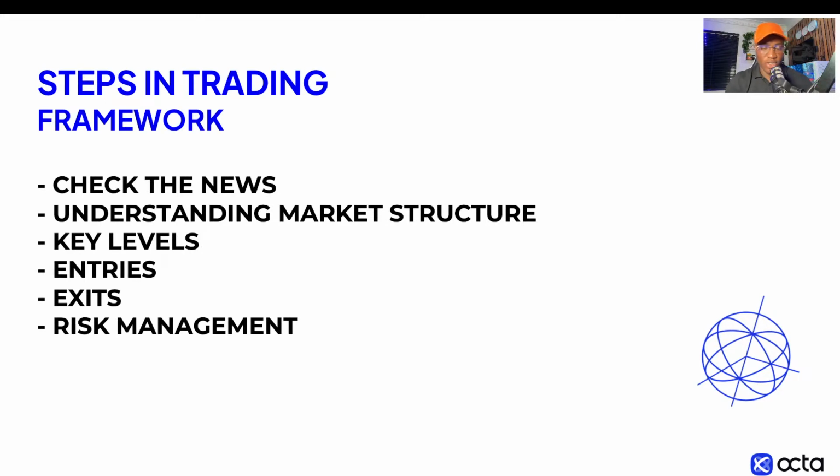So what are the steps in trading? What is included in this framework? There are a couple of things, I think 6 steps. First, you want to check the news. And it's very important you check the news because these currencies that you trade are moved by economic events mostly. And they're also moved by the strength of the economy.